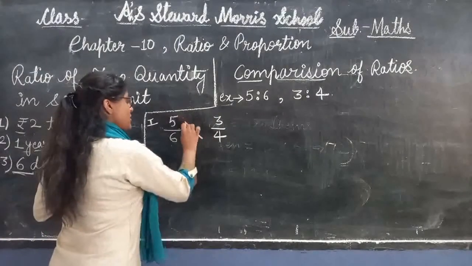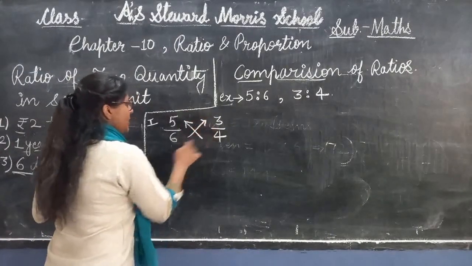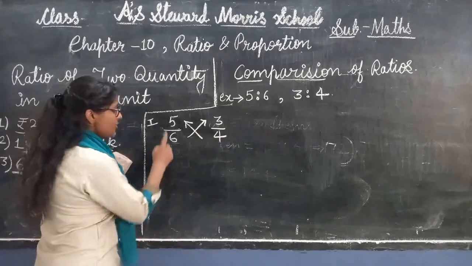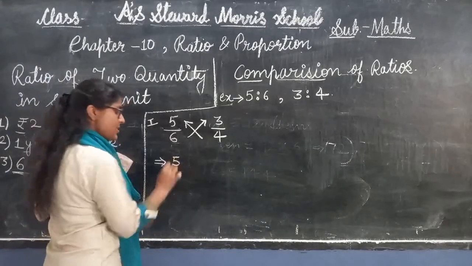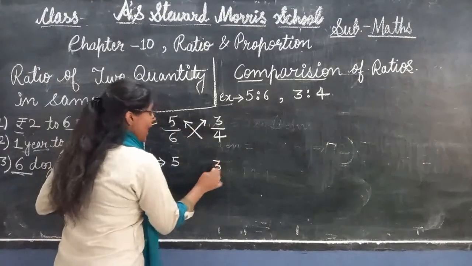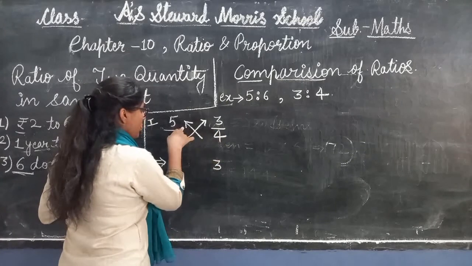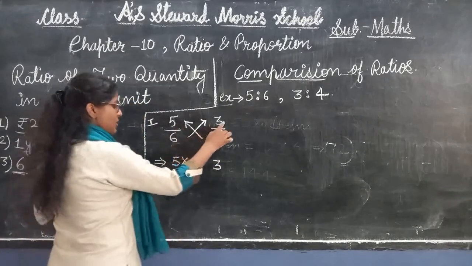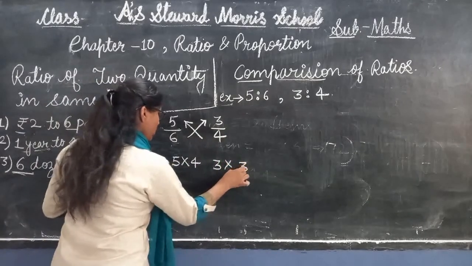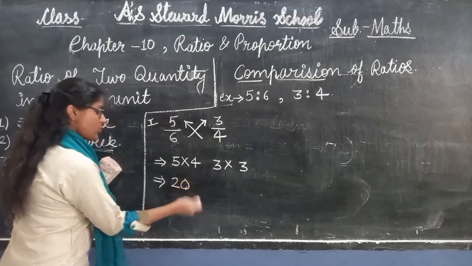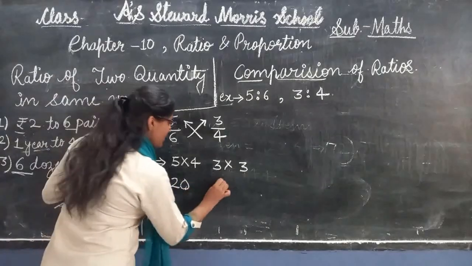At the time of cross multiplication, numerator is as it is on its place, and denominator comes to the numerator. So this 4 is multiplying here and this 6 is multiplying with 3. Got it? Now 4 5s are 20 and 5 4s are 20, you can say any one. And 3 6s are 18.